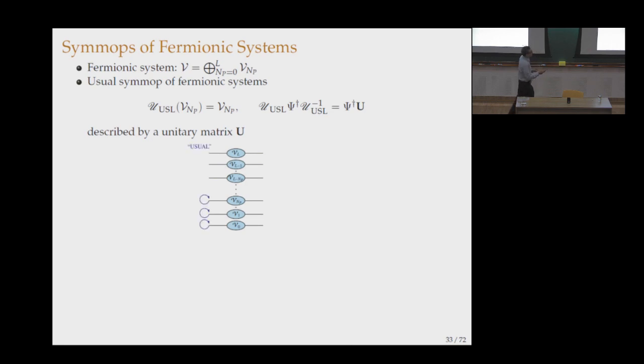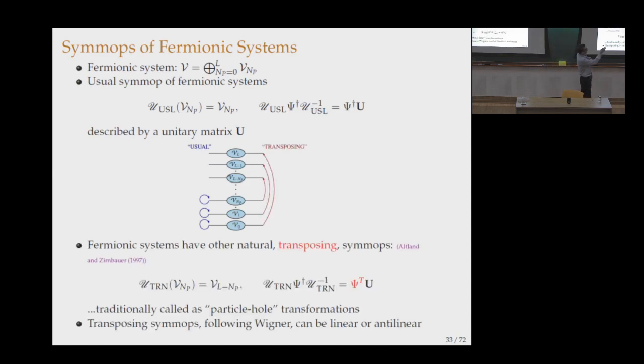Right? And then you see that there are grade preserving isomorphisms which take you from the same particle sector to itself, or you notice that L choose NP is the same as L choose L minus NP, which means I can have these kinds of symmetry operations which are transposing. They change particles to holes in condensed matter language and vice versa. So you can have this or that, and now each of these can be linear or antilinear. So you see that there are 4 distinct types of symmetry operations.